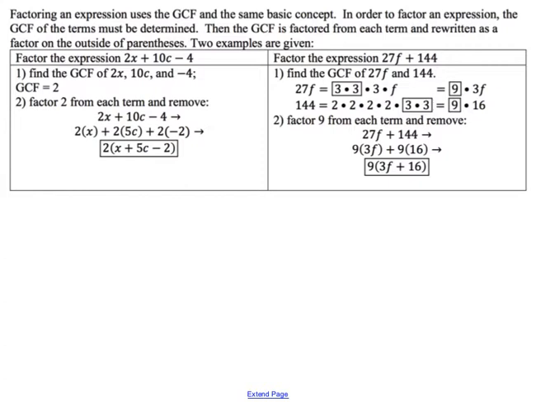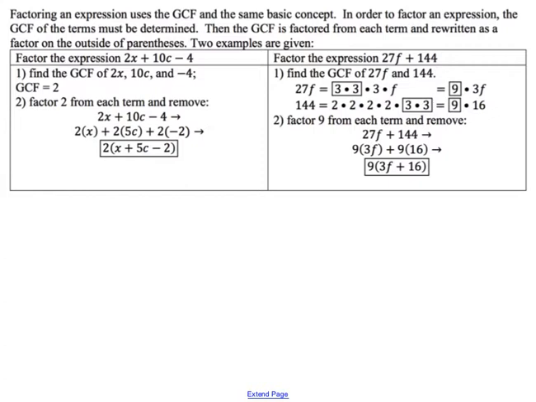So factoring an expression using the GCF is the same basic concept. In order to factor an expression, the GCF of the terms must be determined. Then the GCF is factored from each term and rewritten as a factor on the outside of the parentheses.